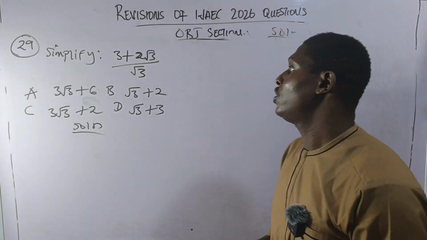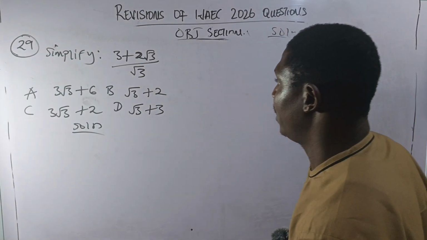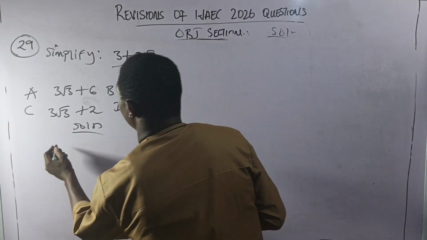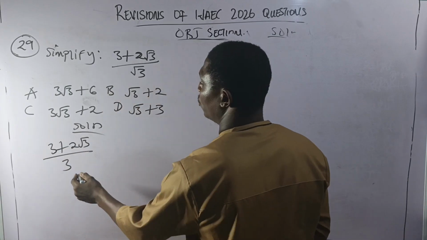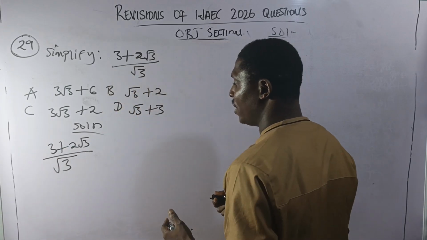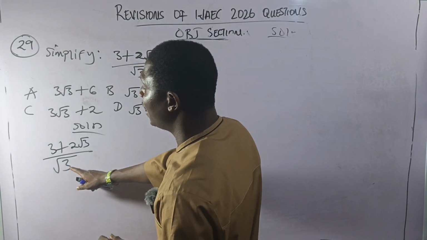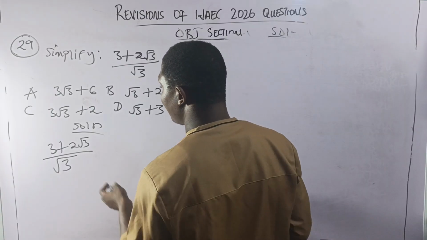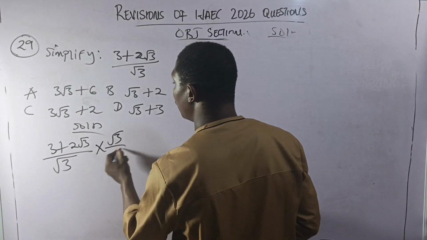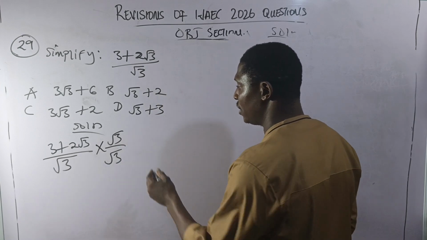D. Question 29 says simplify 3 plus 2 root 3 all over root 3. And these are the options. Now we have 3 plus 2 root 3 over root 3. All we simply do here is to rationalize. Rationalizing means we don't want to see a root, a radical, at the denominator. So I simply multiply the top and the bottom by the root I'm seeing. If this cancels, I'll still come back to it, so I have not changed anything.